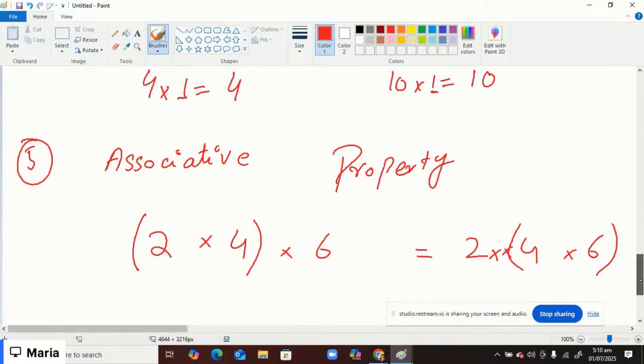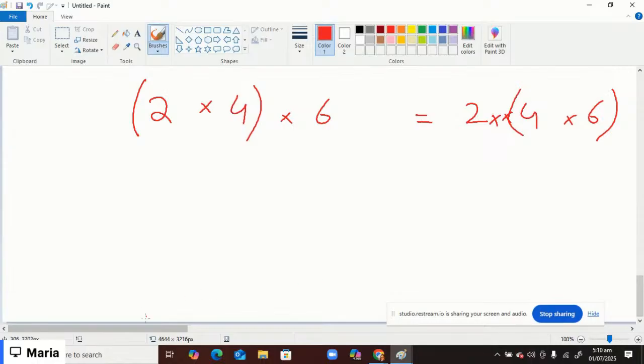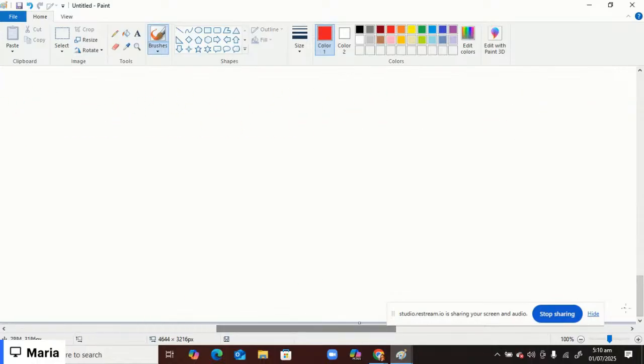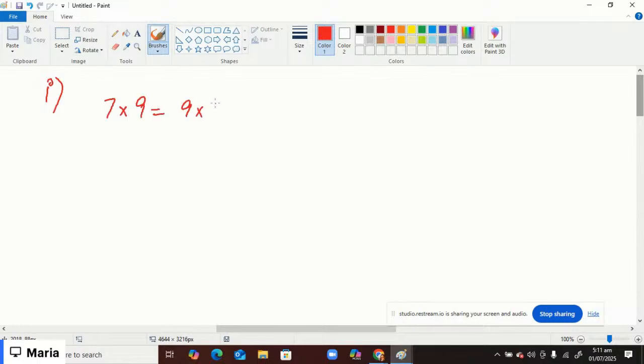Now I'm going to repeat all the properties again. Here I'm going to write them down one by one. First of all, what is the zero property of multiplication? Here I'm going to write all the numbers, then we are going to write down the property's name in the end.